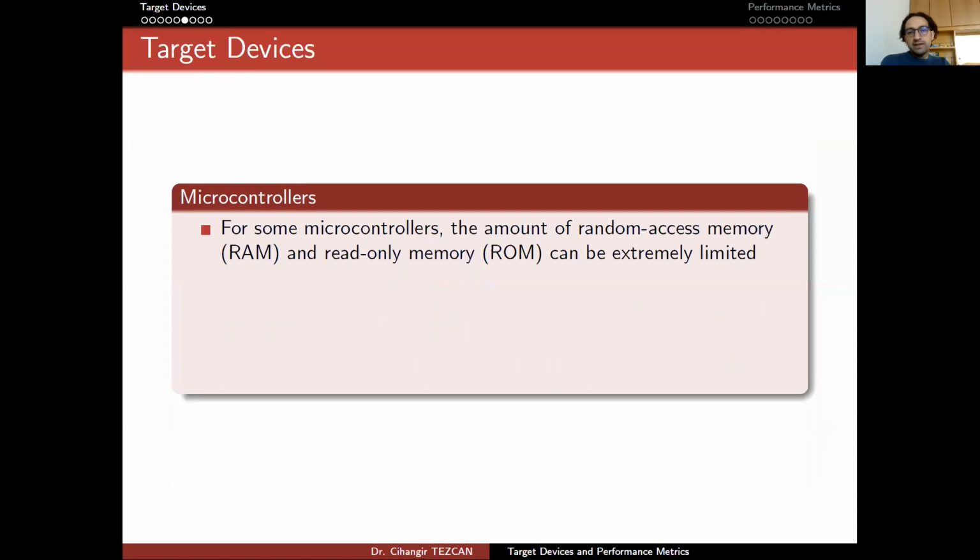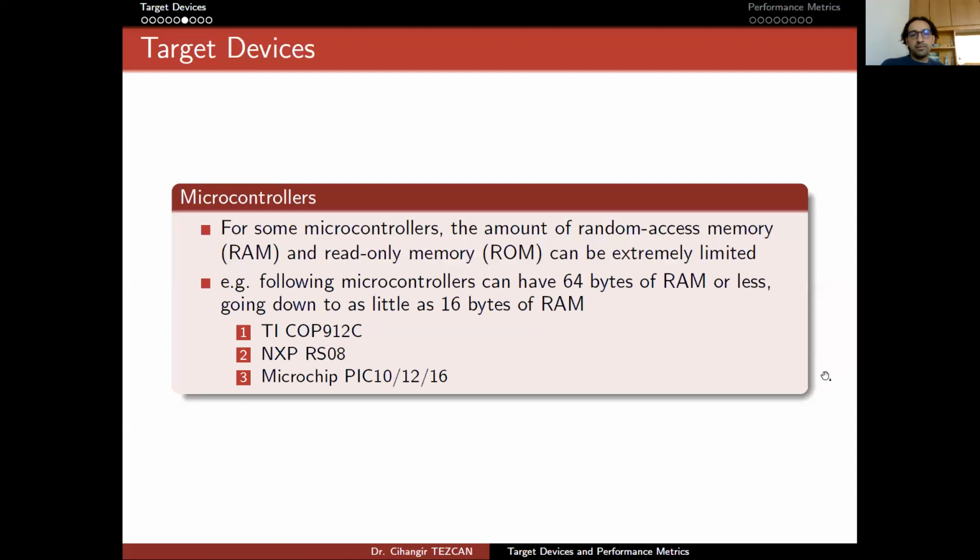For some microcontrollers, the amount of random access memory and read-only memory can be extremely limited. When we compare to our personal computers, the old ones like the Commodore 64 had 64 kilobytes of memory, but today we have computers with gigabytes of memory. So we kind of assume that there are no devices with a small amount of memory, but in real life, there are many microcontrollers that have smaller RAM than a Commodore 64.